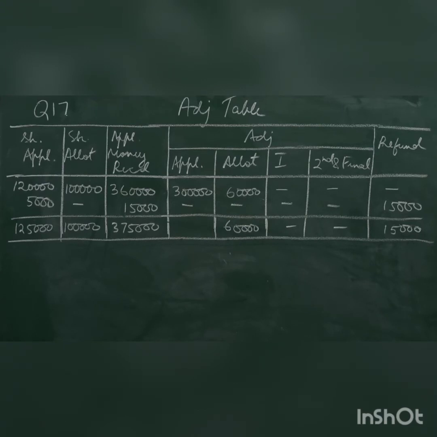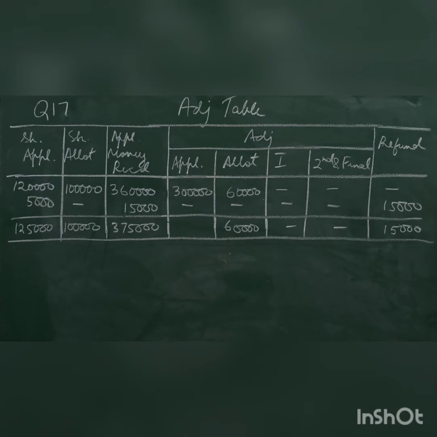And the rest will be dashed because no excess money you have, that will be adjusted towards call money or refunded. Second category is 5,000. At the rate ₹3, you have received 15,000. Since you have not decided to allot, nothing will be adjusted towards application, allotment, first call, second call. It will be in the last column, 15,000 as money refunded.